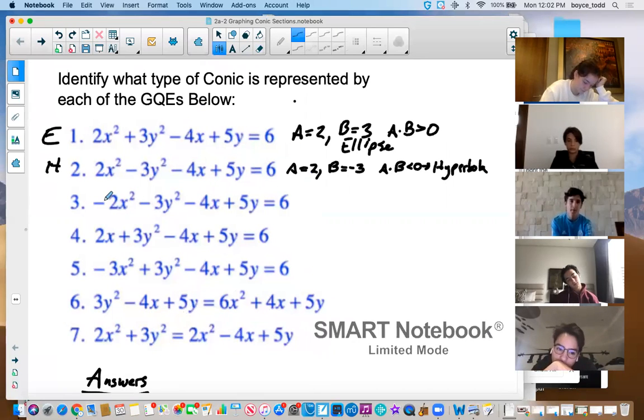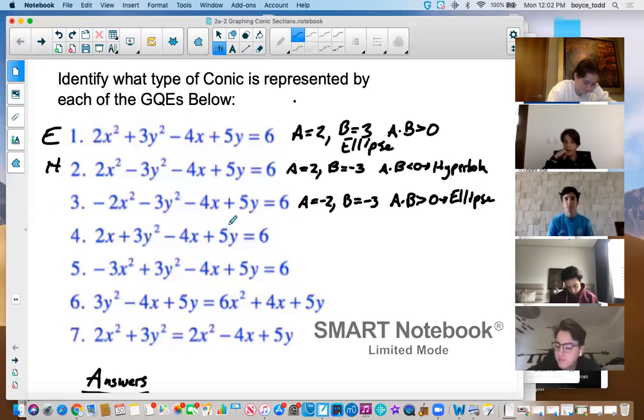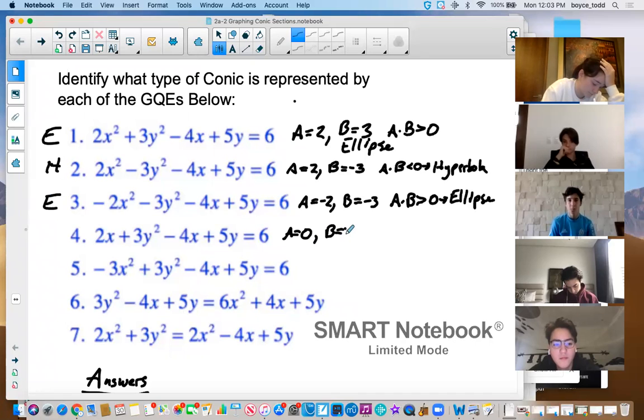Next, A equals -2, B equals -3. Those are both negative, so when you multiply them, you still get a number greater than 0. That's going to be an ellipse. So we record our answer and keep moving along. Here you don't have any x squared, so that means A is equal to 0, and B is equal to 3. So A times B would still equal 0, which means it's a parabola.